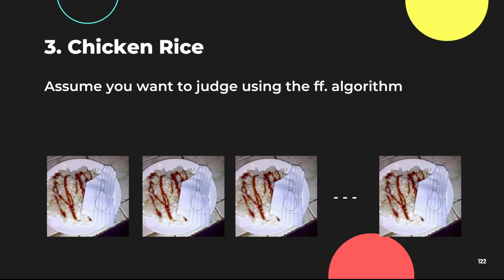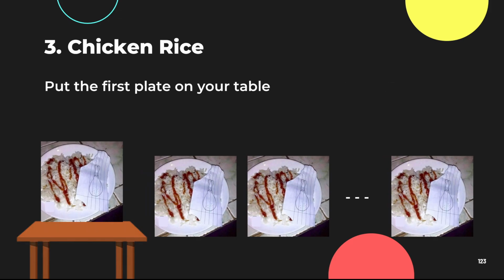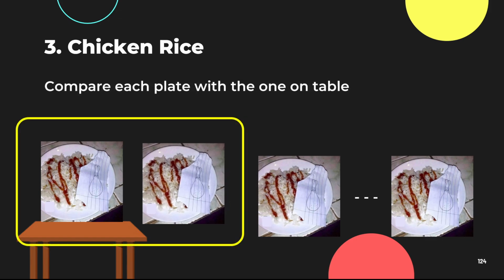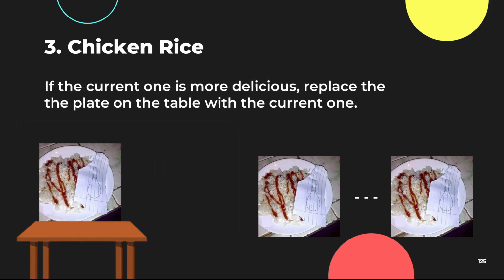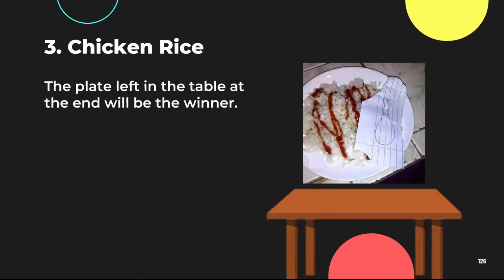First of all, I take the first plate, I put it on a table. So this is like the special plate. Then I go through each remaining plate, I compare with the one on the table. For example, if I eat this one, I notice that this is more delicious, so what do I do? If it's more delicious, I kick the old one from the table. I change with the new plate. Then I continue to the remaining. So the one that is left at the end of the whole process will be the winner.